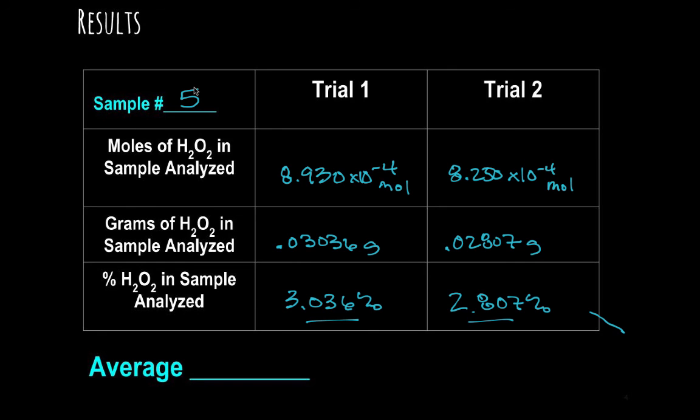So then, once you have your 2 trials and you get your percents, then what you can do is you can average those percents for your final number that you're going to report. So if I average those, I get 2.922%. So then that's the number you would compare to the standard. So does that fall within the range that it is supposed to? And then that's how you make your decision on what you're going to report back when you do your final lab report.